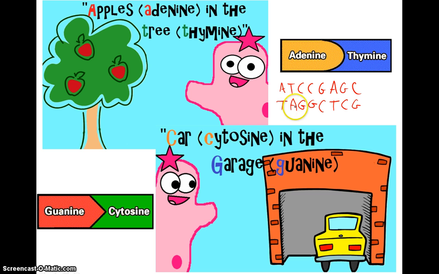So you've just built another side of the DNA just by knowing the other side. And that's how it works. That's why the base pairing or the complementary bases are so important. So you need to know how to do this as well. A always goes with T, C always goes with G.